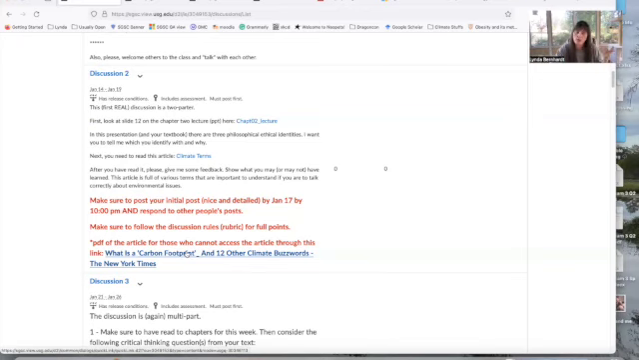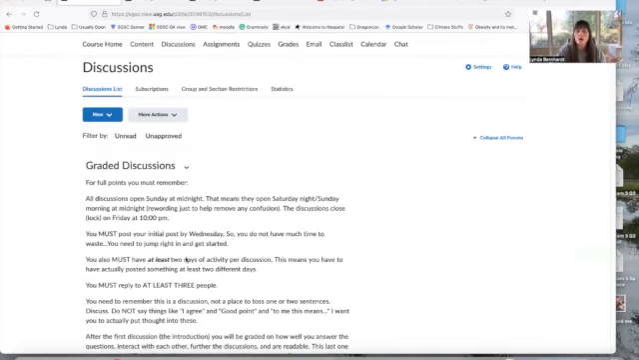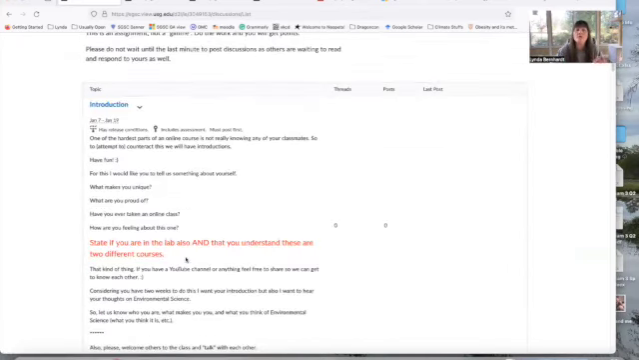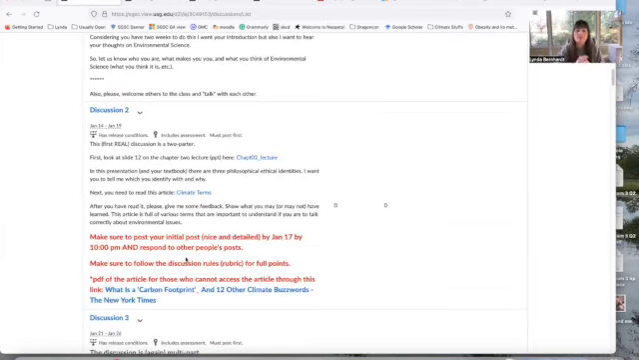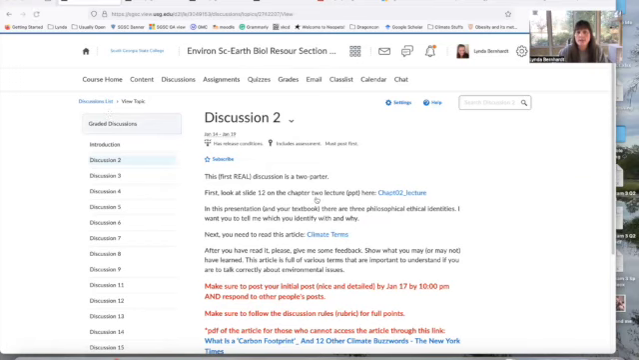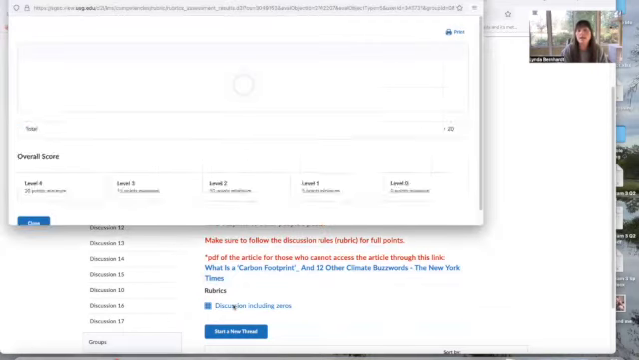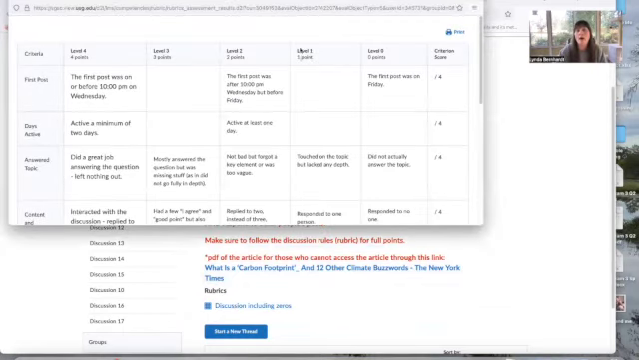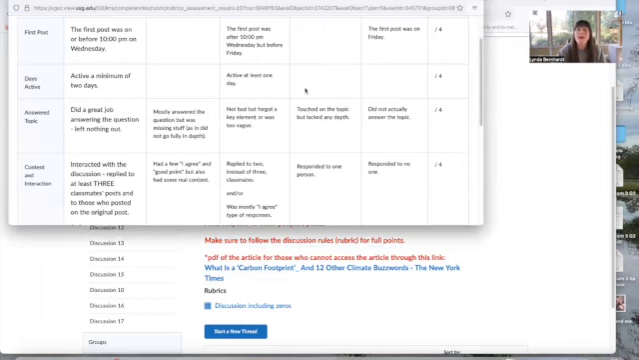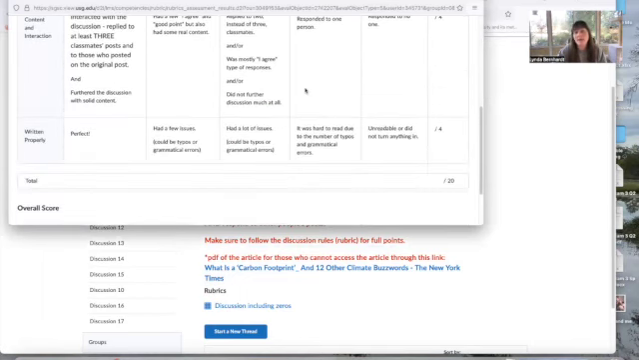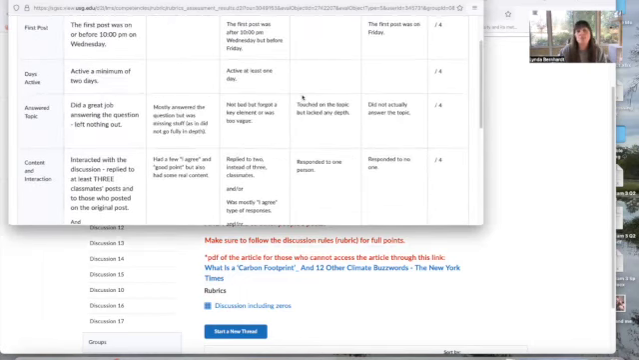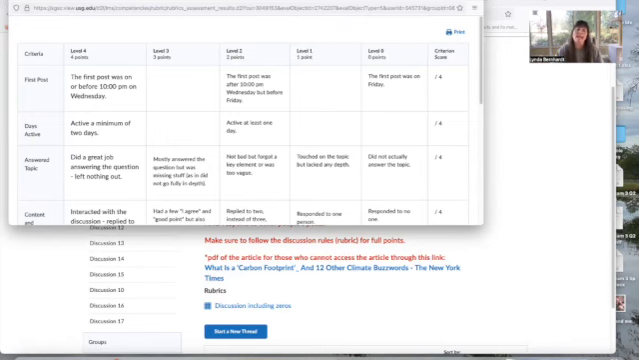Well, I already told you right here are all the rules. But if you're really not sure, when you are in the discussion, it should show you right here. See, rubrics, discussion, including zeros. If you click that, it's going to show you how you're graded. So if you ever want to know, how am I being graded on this discussion? It's right here. If you don't understand grading rubrics, let me know and I'll walk you through it.